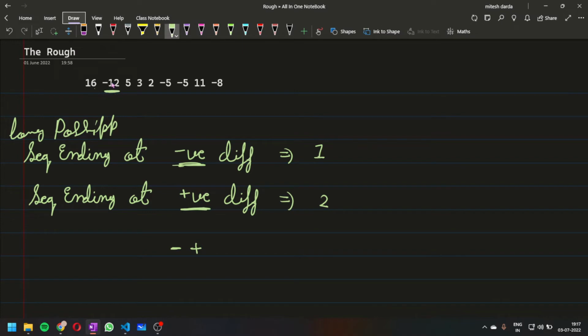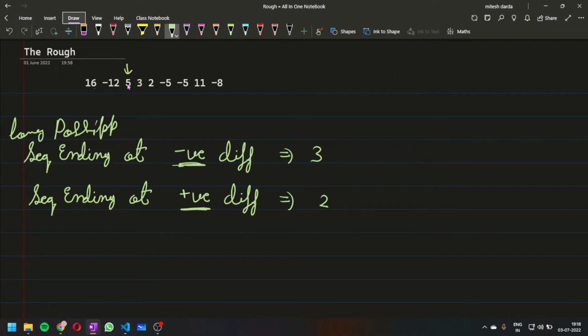Now we are encountering a negative value. We know that till now the longest possible subsequence ending at a positive value has a length of 2. If we encounter a negative value, the longest possible subsequence would either be 1 or 3, because we already have 2, so this is the 2 length here, and this is minus 12. So it can either be 1 or it can be 3. So we'll change it to 3 now. Okay, so this has been done.